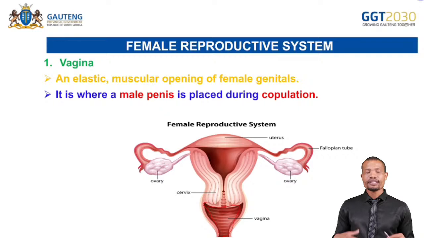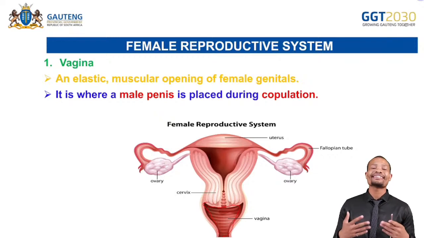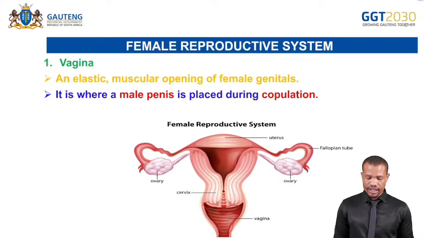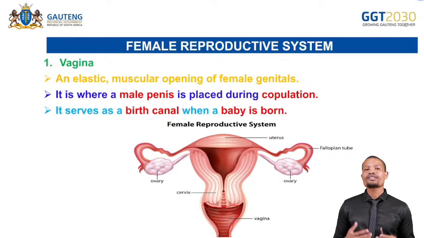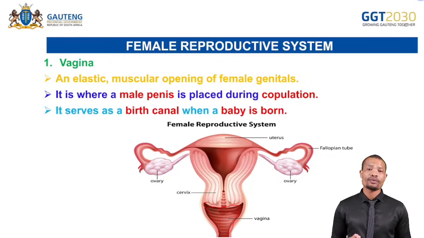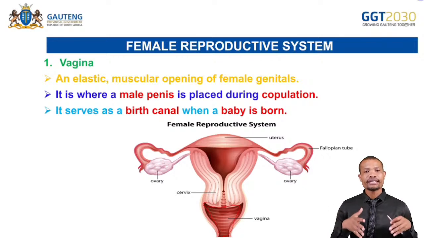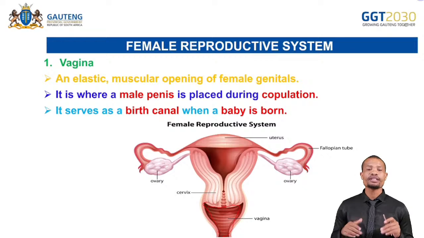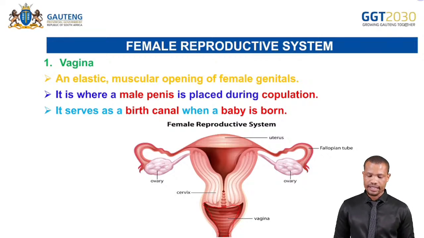Right. It is where a male penis is placed during copulation. That is what? The female vagina. It is where the male penis is placed during copulation. We said copulation is what? It is a sexual intercourse. It also serves as a birth canal when a baby is born. Okay, so when a baby is born, it leaves the female body through the vagina. Right, so those are the two functions of the vagina.